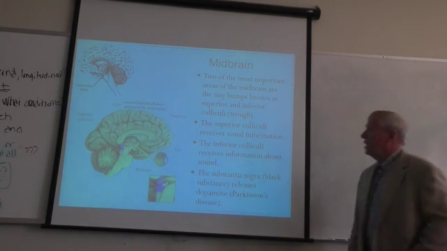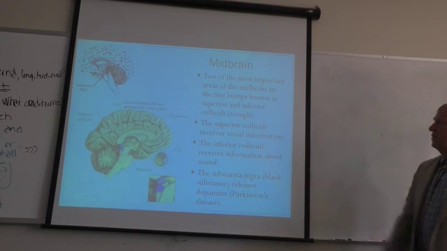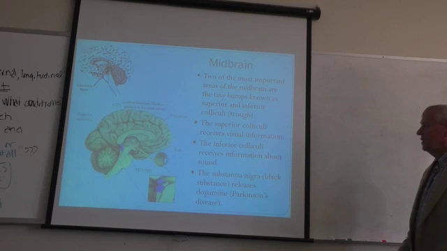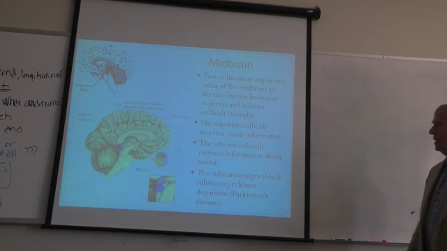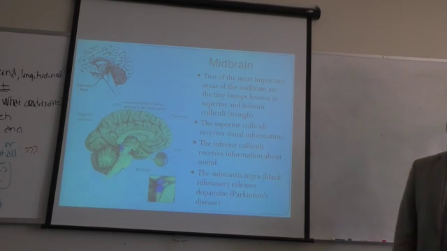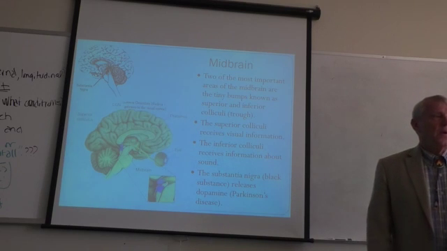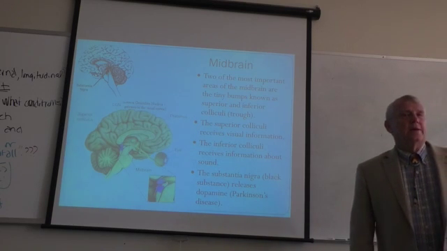Two of the most important areas of the midbrain are the tiny bumps known as the superior and inferior colliculi. Colliculi is a word that means trough. The superior colliculi receives visual information. The inferior colliculi receives information about sound.